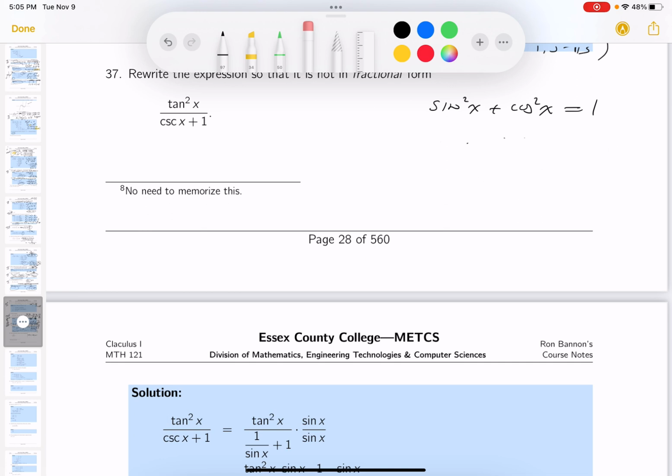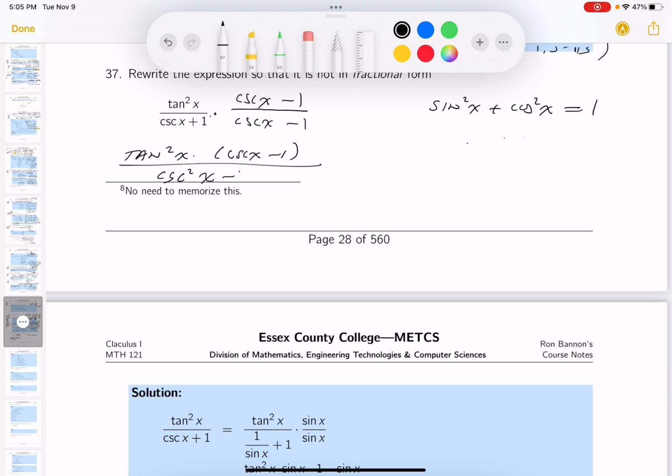I'm going to try to multiply the bottom by the cosecant, its conjugate by the way, minus 1. Cosecant x minus 1. It's still going to be Pythagorean in the end. But I'll look at the top, and the top really I'm not too worried about. It's tangent squared times the cosecant minus 1. And what's the bottom going to be? The cosecant squared x minus 1.